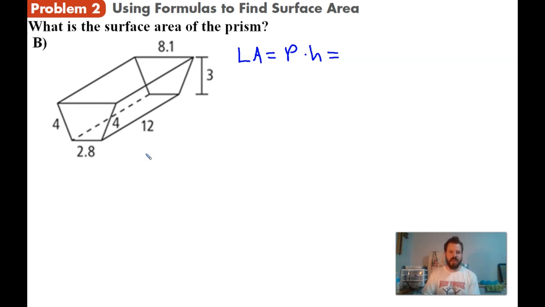Now, like I said, with a trapezoidal prism, I've got to use these trapezoids as my bases. They are the only two sides that are both parallel and congruent to each other. So the perimeter of my base will just be these four sides added together. We could say 4 plus 2.8 plus 4 plus, we use that 8.1.